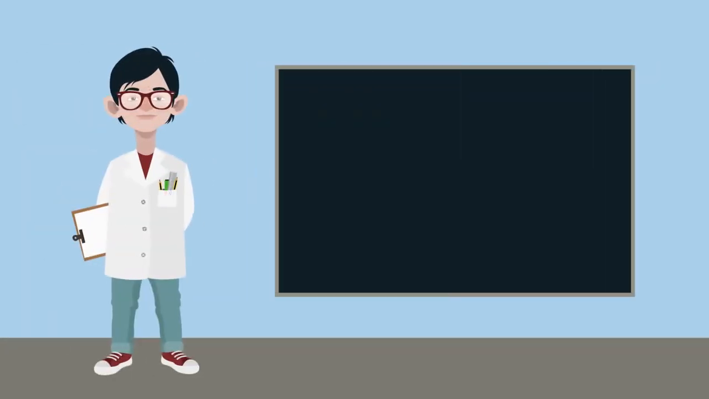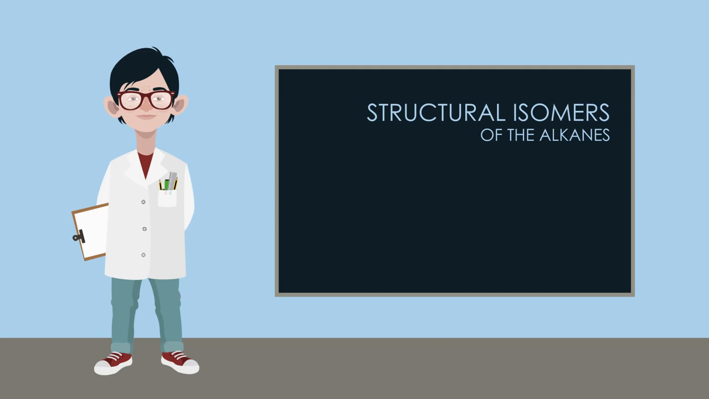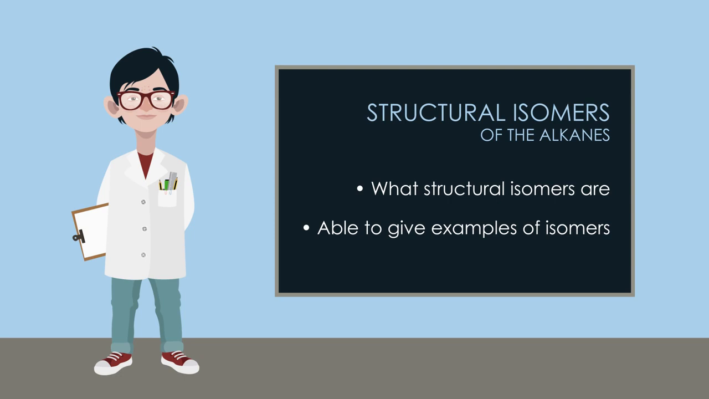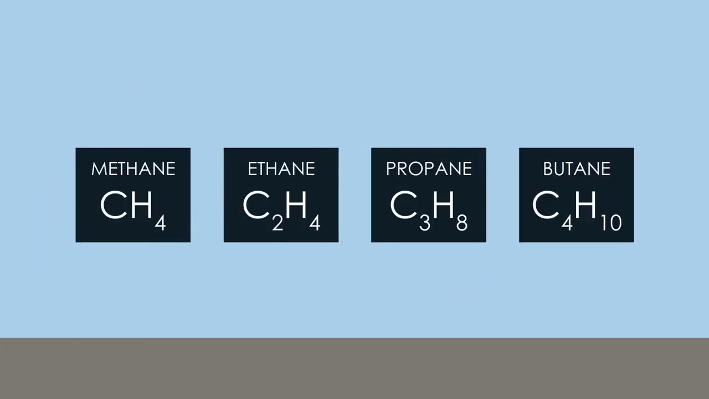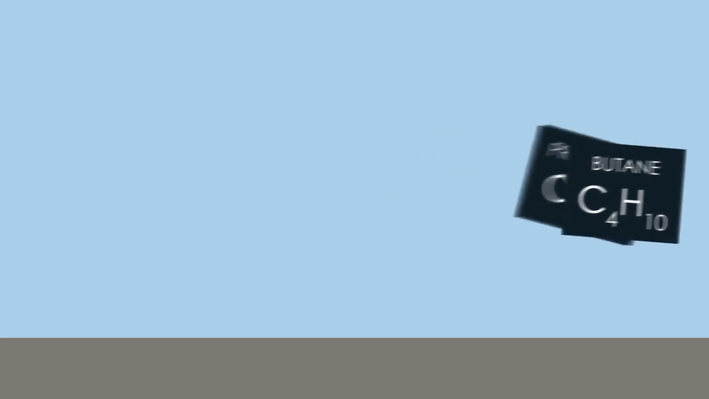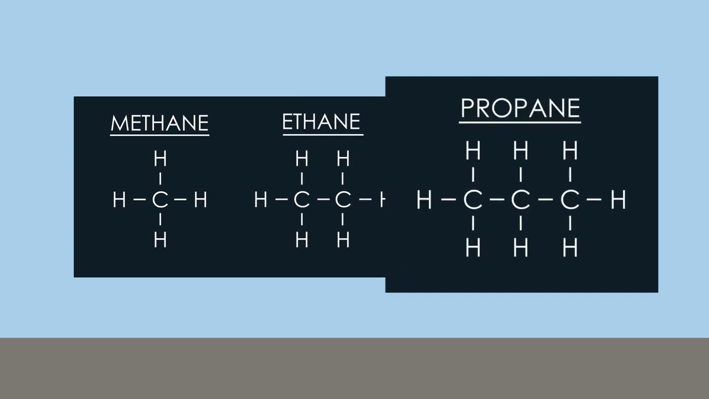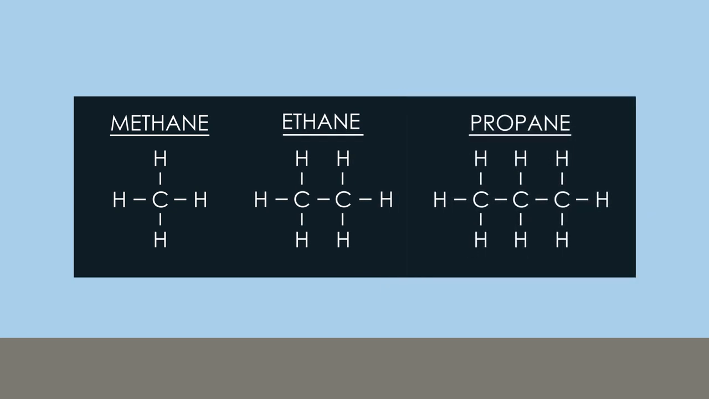In this video, you will learn about structural isomers of the alkanes, what structural isomers are, and be able to give examples of isomers. Here are the formulae of the first four alkanes: methane, ethane, propane, and butane. And here are the structural formulae of the first three.